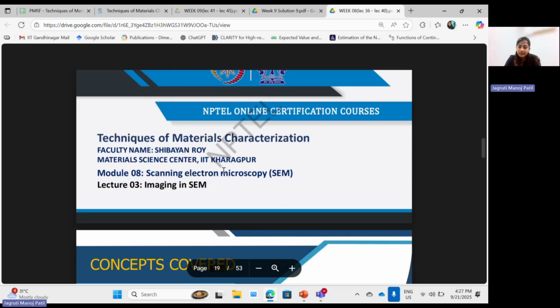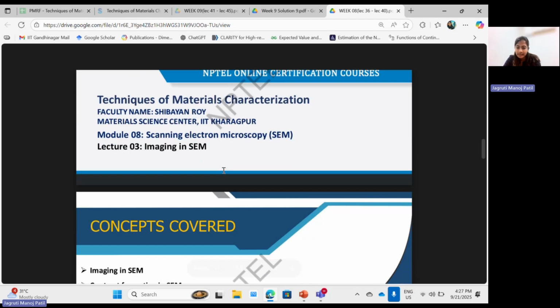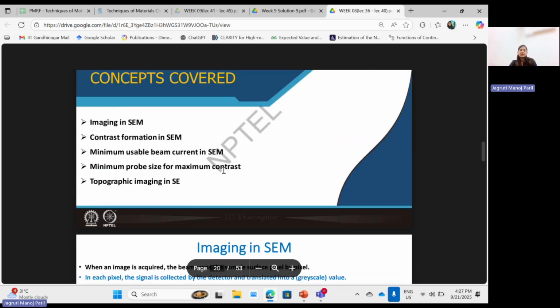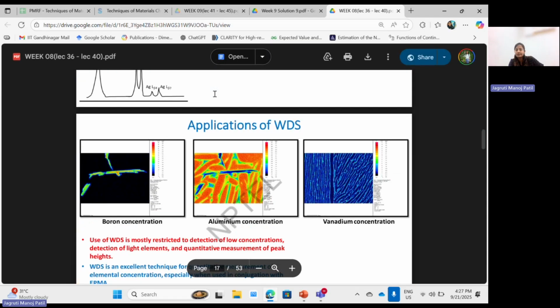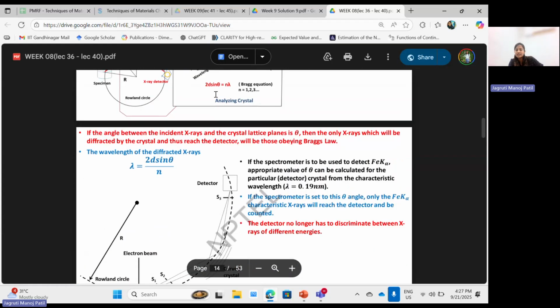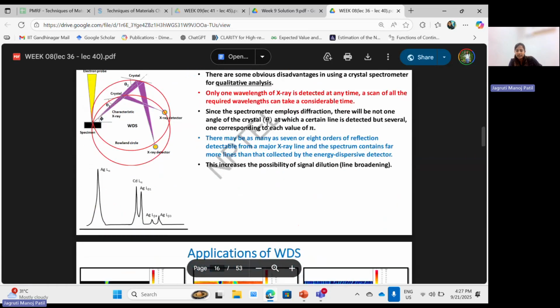After that, we have SIM, and then imaging in SIM. So there's again the same thing: how contrast is formed, the minimum usable beam current, the probe size, and topographic. I'll give you 2 minutes again to have a look at all four slides that we just saw: the applications, the disadvantages, how it's formed, and then we'll go to the next one.